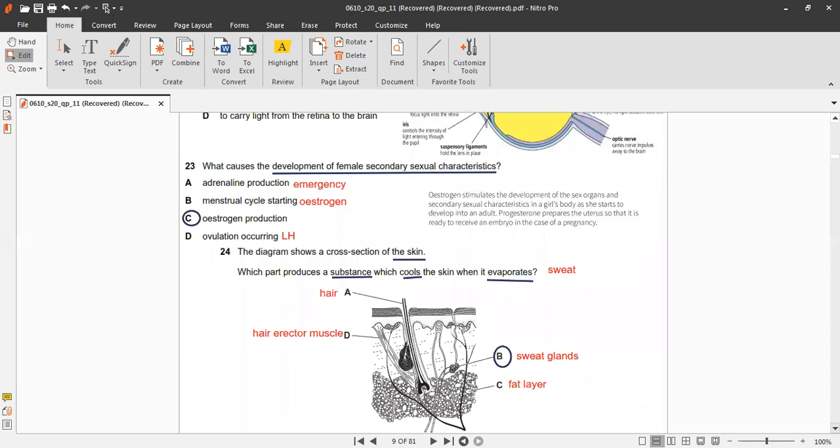What causes the development of female secondary sexual characteristics? Yes, estrogen. Estrogen stimulates the development of the sex organs and secondary sexual characteristics in a girl's body as she starts to develop into an adult.